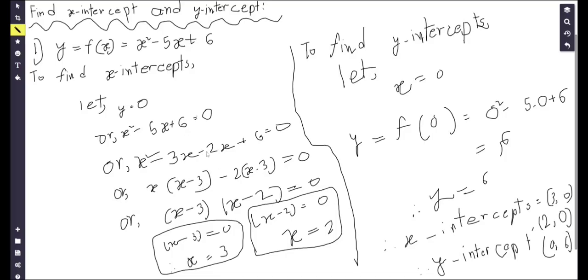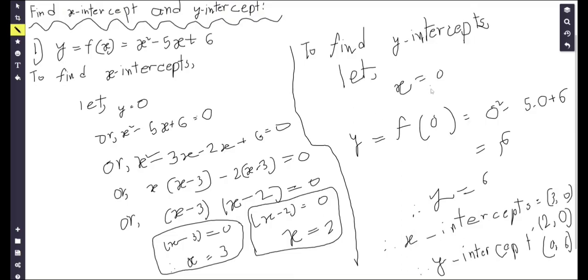Then we common minus 2 from this part. Minus 2 into x minus 3 is equal to 0. Then the final result is x minus 3 into x minus 2 is equal to 0. Then we find x is equal to 3 from this one, and x minus 2 is equal to 0, and x is equal to 2 from this one. So the x-intercepts are 3, 0 and 2, 0. Two x-intercepts are present here, and it crosses the x-axis.